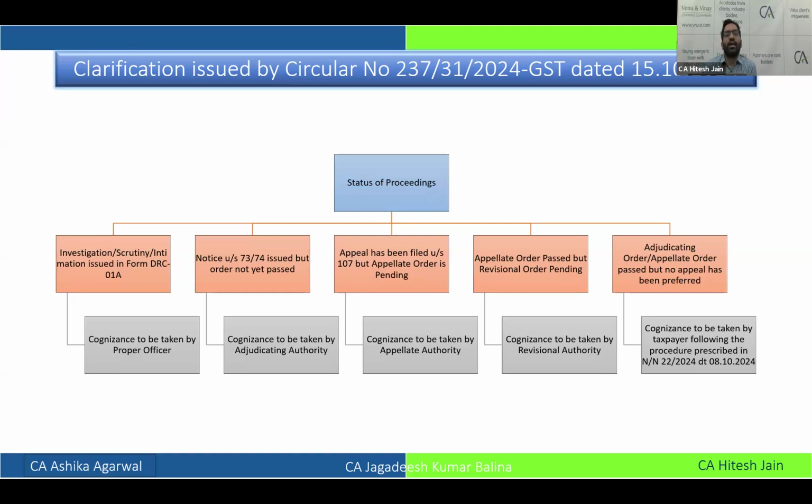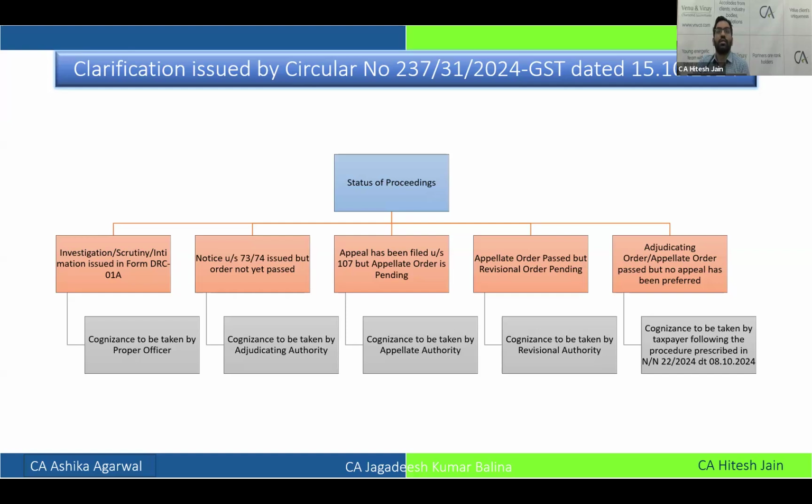Firstly, they said if it is an investigation or scrutiny or intimation issued in DRC 01A. If you are receiving any notice pertaining to investigation in INS 01, in scrutiny ASMT 10 or DRC 01A, intimation prior to the show cause notice, then in such a case the taxpayer need not worry. The cognizance of the provisions of 16.5 and 16.6 shall be taken by the proper officer.